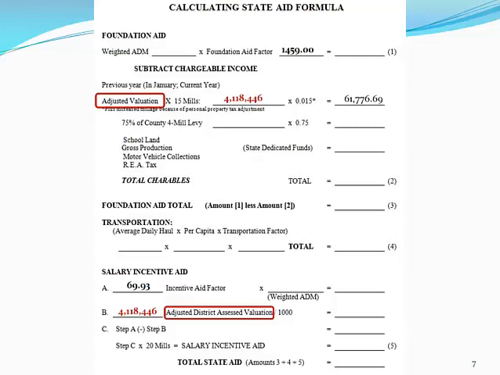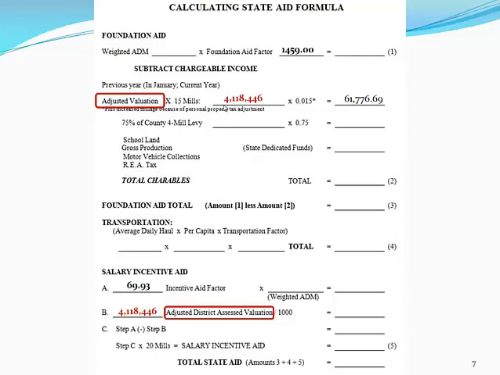Now, we're going to multiply this times 15 mills, okay? So we set our adjusted valuation for our imaginary district at $4,118,446. Where we come up with mills, this is how we deal with taxes. A mill is 1/10 of a penny. So when we're saying 15 mills, it's 0.015, okay? 4 mills would be 0.004. So a mill is 1/10 of a penny.